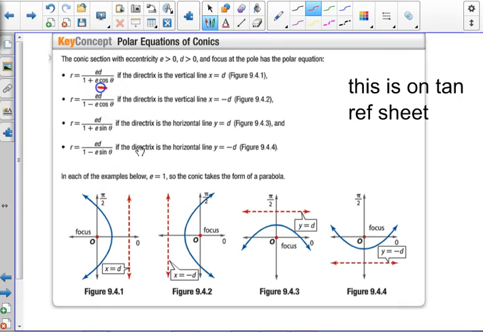Perfect. If it's cosine, then the directrix is vertical, so it's an x equals line. X and cosine, that should kind of be glued together in your head, right? And sine was a horizontal line, y equals. Sine and y are kind of glued together in your head.